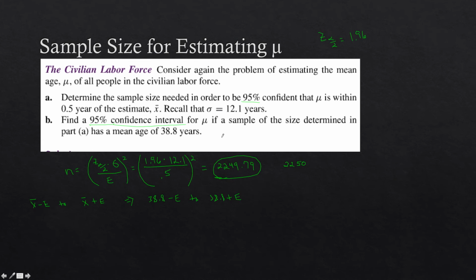Now, in Part A, they told us the error. The error is 0.5. That was given in Part A. So we take this problem and we can find out what this interval is simply by taking our error and substituting it in. So our confidence interval is going to be 38.3 to 39.3.